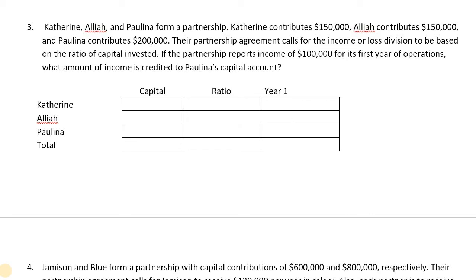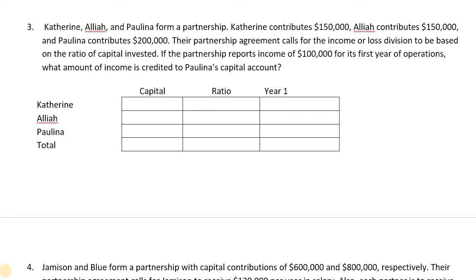Another way of dividing up the profits of a partnership is based on the ratio of capital in the partnership. So if you've put in 2/3 of the capital and I put in 1/3 of the capital, then you'd get 2/3 of the profits and I'd get 1/3 of the profits. Makes sense? So let's take a look at one.